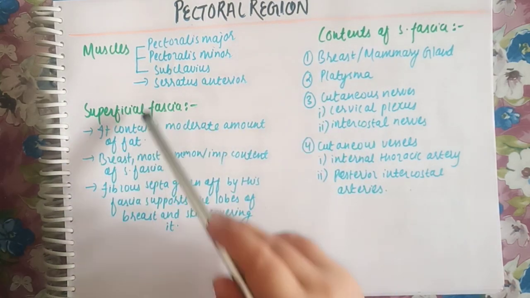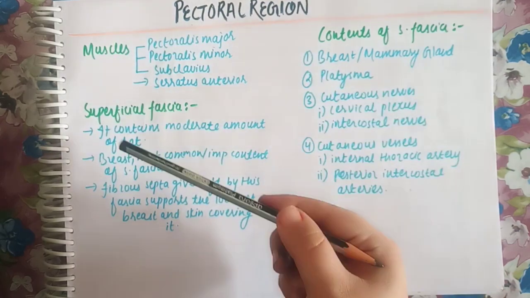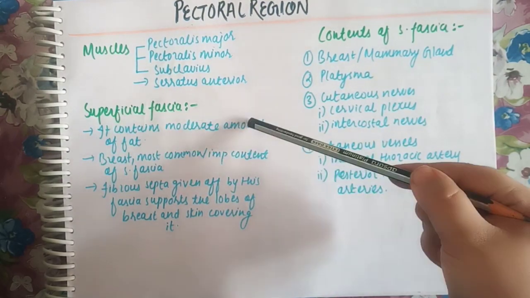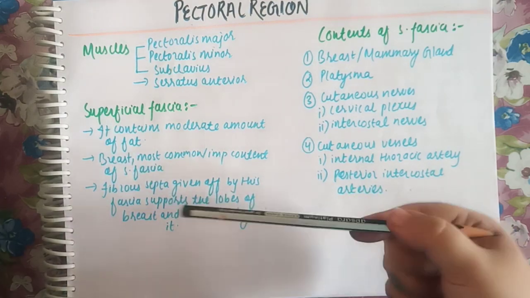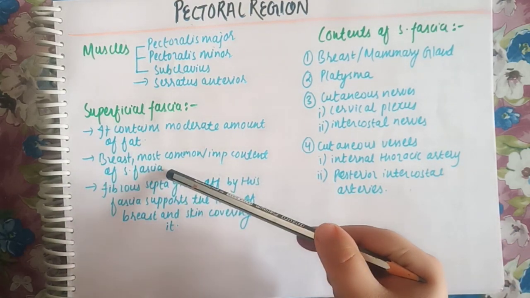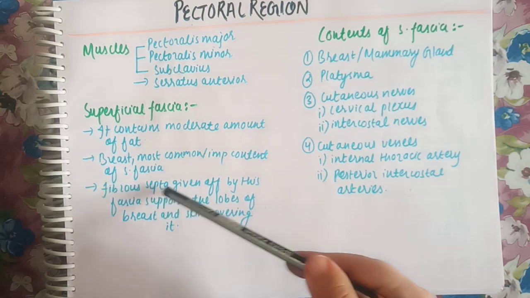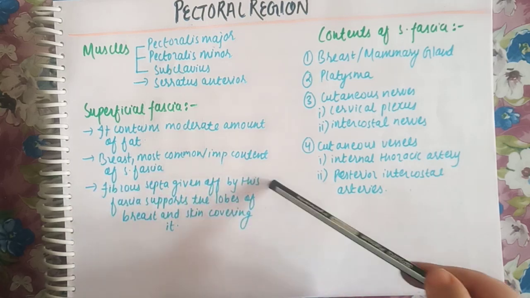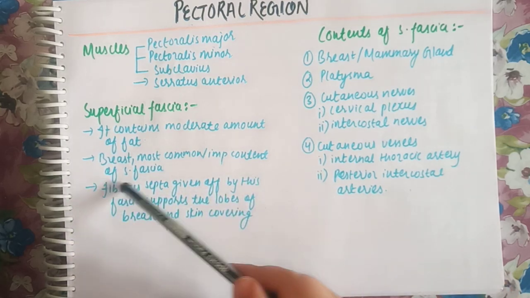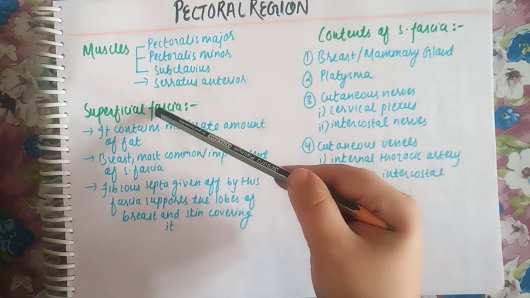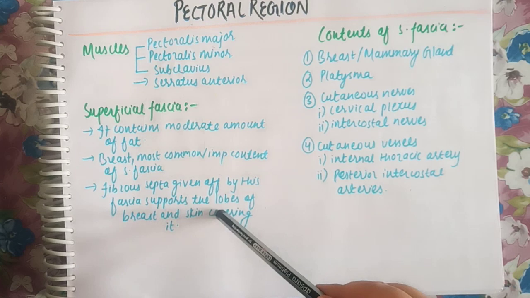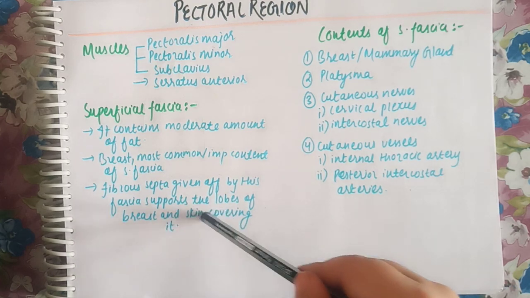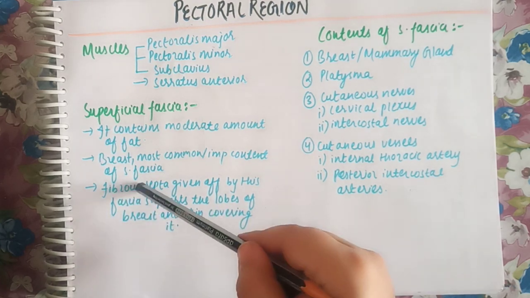Now coming on to the superficial fascia of the pectoral region. The superficial fascia contains a moderate amount of fat, and the breast is the most common and most important content of the superficial fascia, right? The fibrous septa given off by this fascia support the lobes of the breast and the skin covering it. So there are fibrous septa given off by the superficial fascia, which support the lobes of the breast, and the skin covering it is also supported by the fibrous septa.